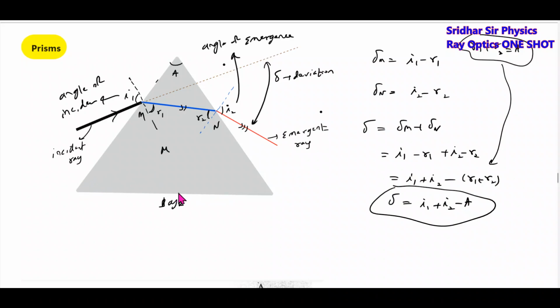This is called the base of the prism. This is called the angle of prism. These are called refracting edges. This is a general idea. Try to remember, almost in all prisms, this will become a general condition.